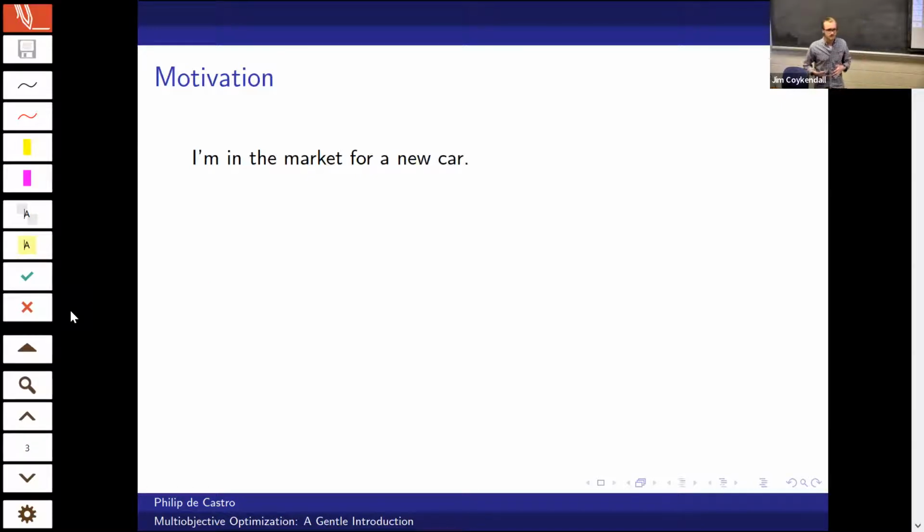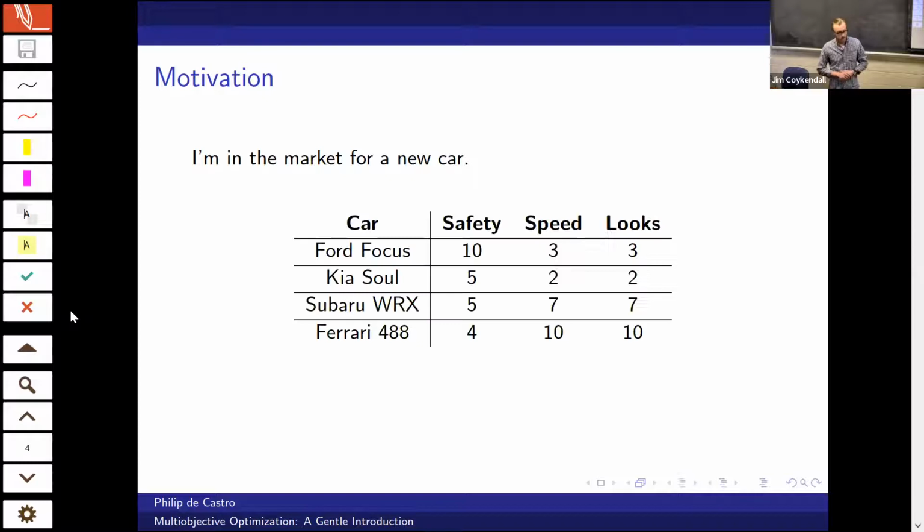So here's the motivation. Suppose I'm in the market for a new car. And so I look at my car options, and I'm going to score them on various criteria, right? I'm going to score them on their safety rating. I'm going to score them on their speed, and then I'm going to score them on their looks. So the Ford Focus, super safe. I give it a score of 10. Speed, it's not so great, so I give it a 3, and looks a 3.